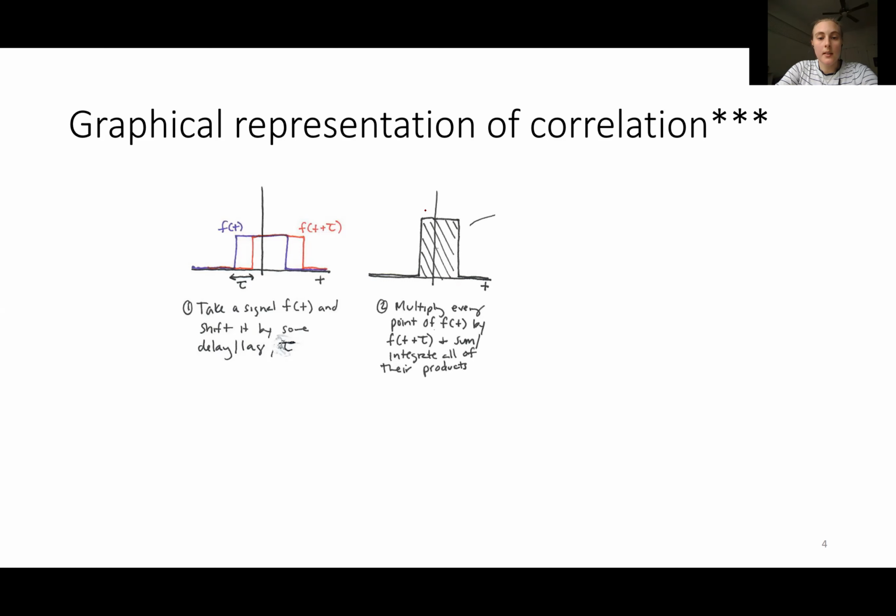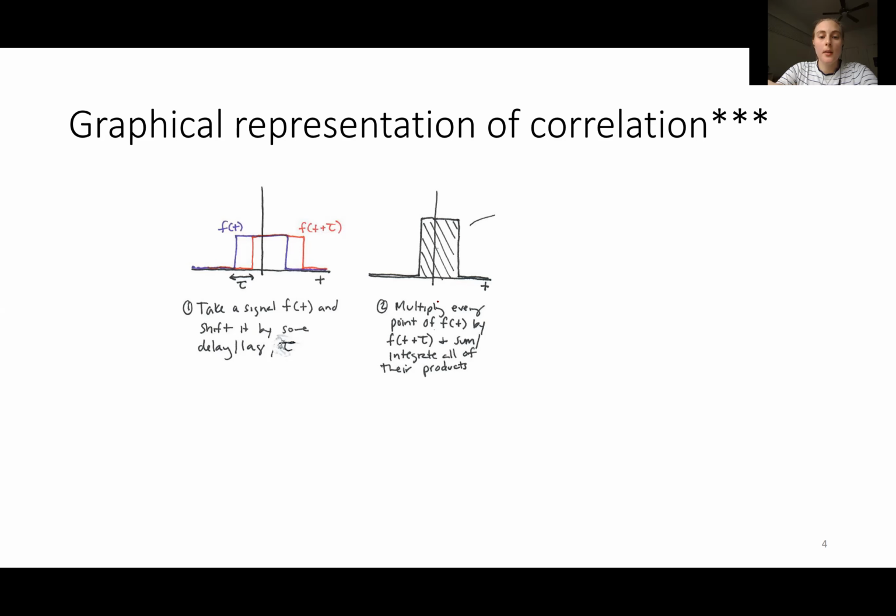So that's what this increase here is. It's a higher magnitude since we're multiplying these two functions together. And so that's the inside of our integral, and then we're going to integrate. So take the area under this curve. So that's what the shaded lines are here.